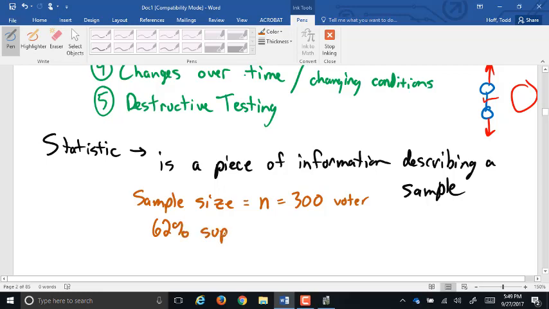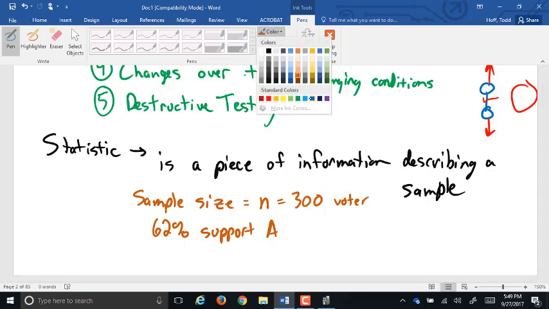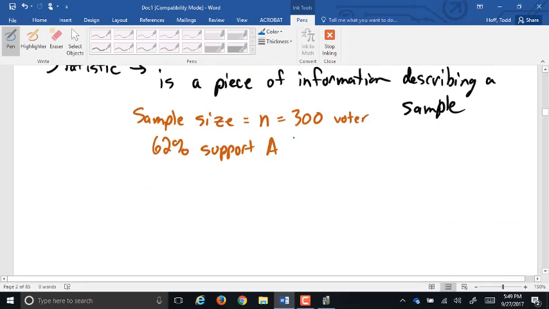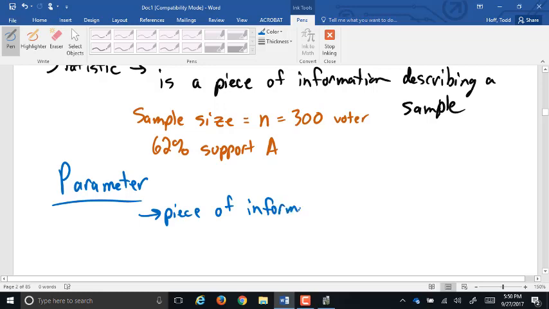62% of the sample support option A, whether that's a candidate or a proposed law or whatever. That's a statistic. It describes our sample. A parameter is similar to a statistic, but it's a piece of information that doesn't describe the sample, it describes a population.